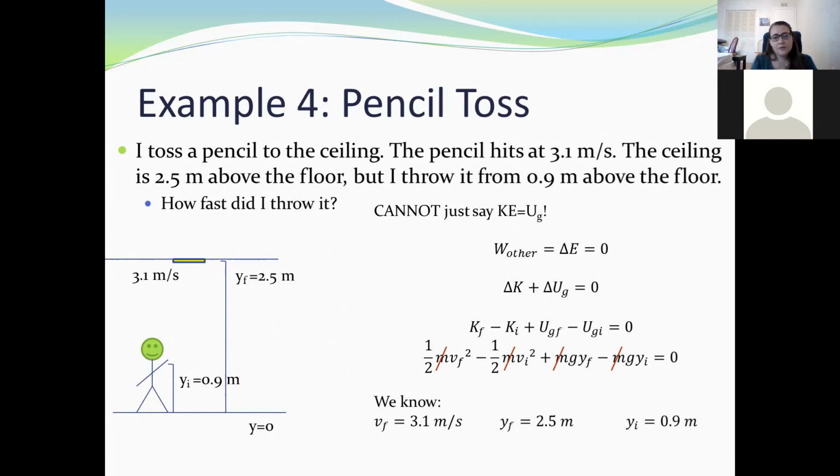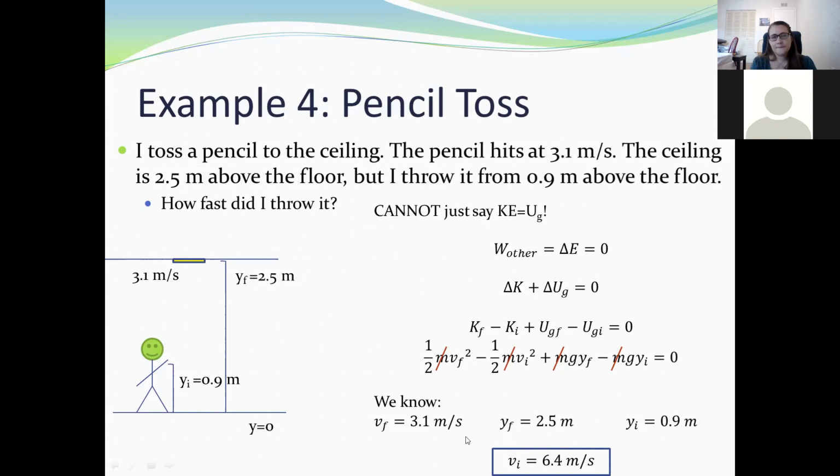We know from the scenario that our final velocity is 3.1, our final height is 2.5, and our initial height is 0.9. So when we plug all of those in, I didn't show the work for space reasons, but we get an initial velocity of 6.4 meters per second. This seems reasonable because if it's hitting with 3.1 meters per second velocity, we need to throw it faster than that because gravity will cause it to slow down as it goes up towards the ceiling. But it's still within a reasonable factor. It's not like we're throwing it at 64 meters per second.